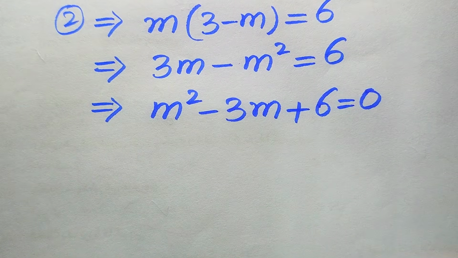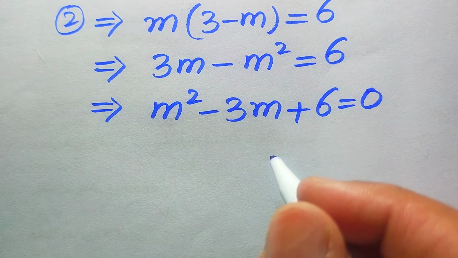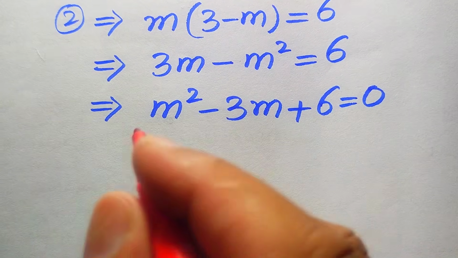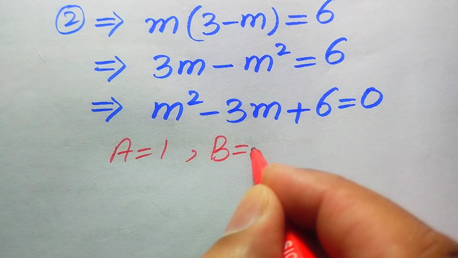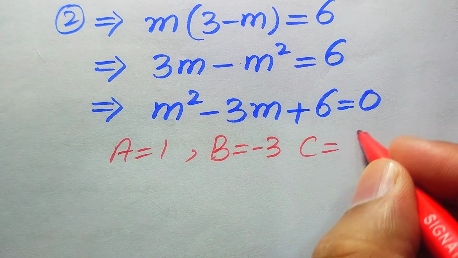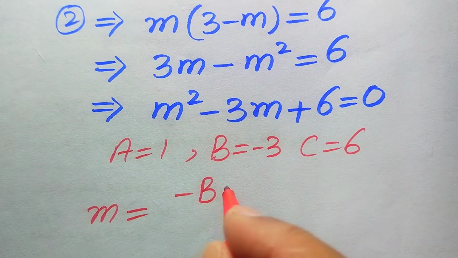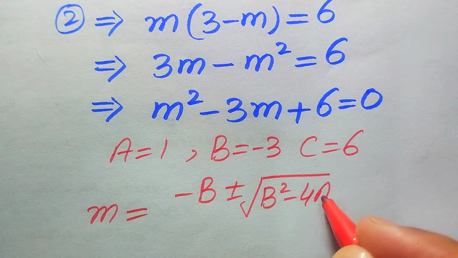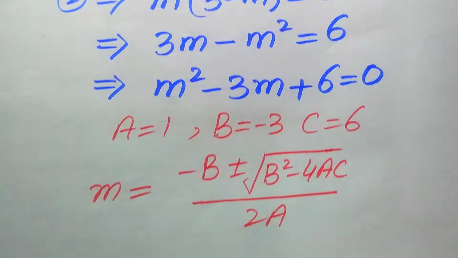After a little bit of simplification, we get our equation in the quadratic form in the variable m, and here we use the quadratic formula to solve this quadratic equation. For this we need to write the coefficients of this equation: a equals 1, b equals minus 3, and c equals 6. We state the quadratic formula as m equals minus b plus minus square root of b squared minus 4ac, divided by 2a.